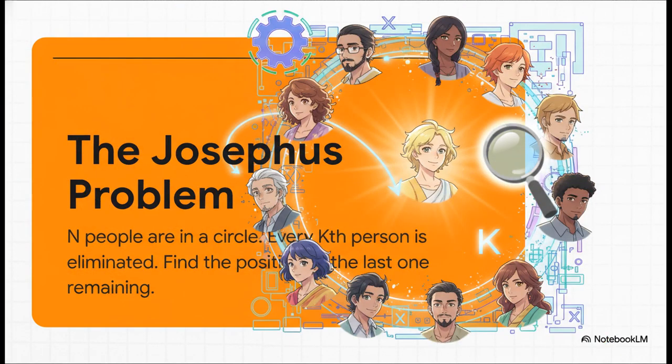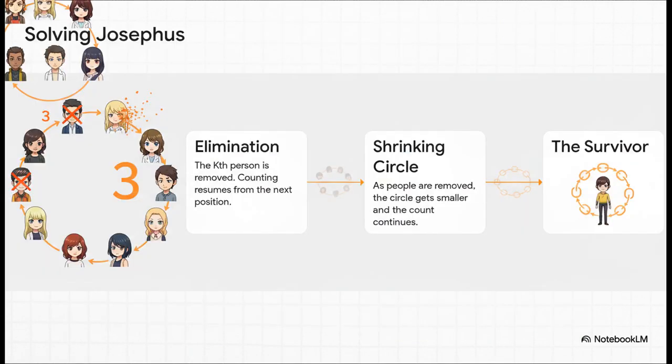Brilliant. And for our grand finale, a famous, kind of grim but fascinating thought experiment, the Josephus Problem. Here's the setup. You have n people standing in a circle. You go around the circle and eliminate every kth person. The big question is, if you want to be the last person standing, where in the circle should you position yourself? Let's just walk through this example nice and slow.